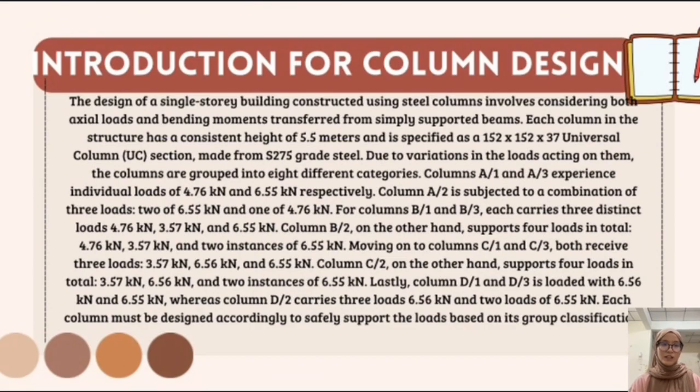Moving on to columns C1 and C3, both receive 3 loads, which are 3.57 kN, 6.56 kN and 6.55 kN. Column C2, on the other hand, supports 4 loads in total, which are 3.57 kN, 6.56 kN and 2 instead of 6.55 kN. Lastly, columns D1 and D3 are loaded with 6.56 kN and 6.55 kN, whereas column D2 carries 3 loads, which are 6.56 kN and 2 loads of 6.55 kN.